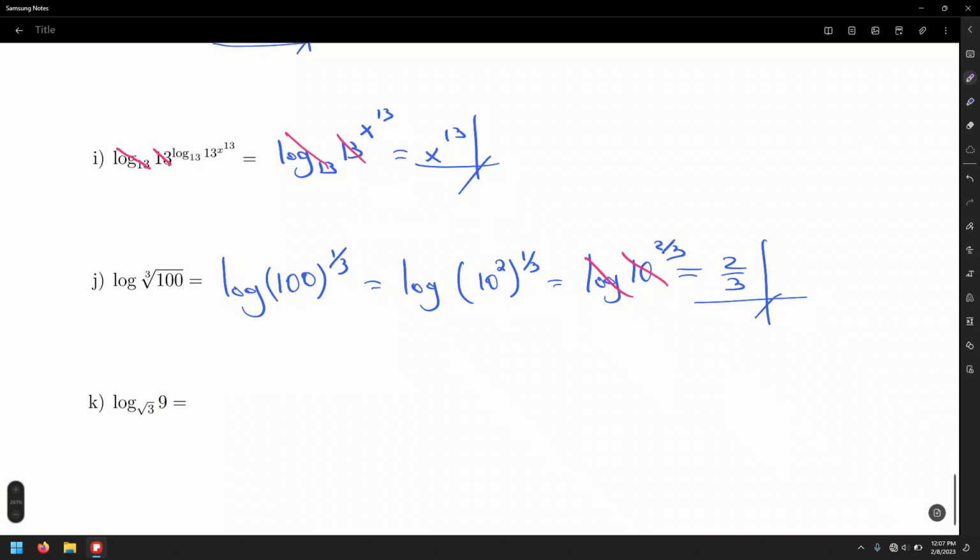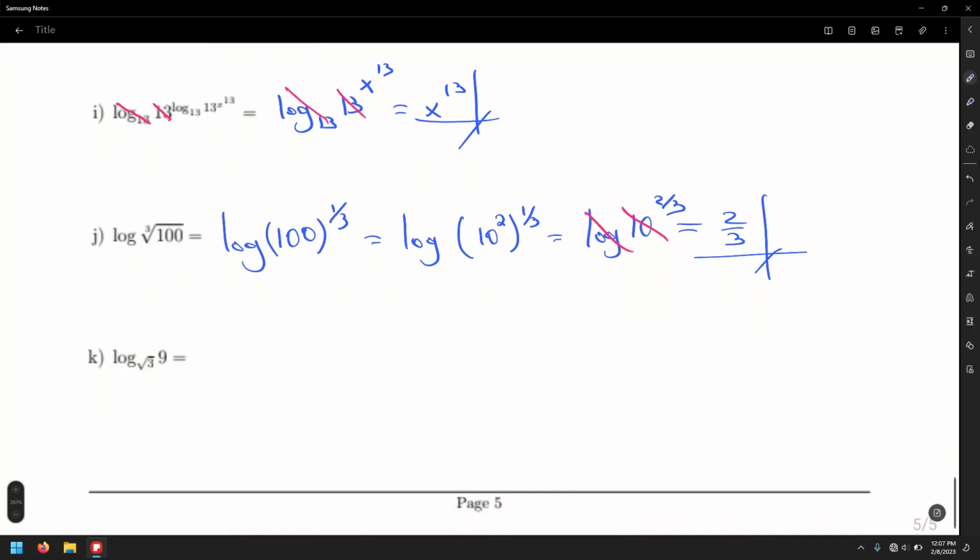Now, let's look at letter K, and what do we have for letter K? Log base square root of 3 of 9. In other words, they're asking us what power of the square root of 3 equals 9. But we're not going to go back and forth between exponential and logarithmic anymore. So now we will use properties of logarithms. All right? Okay. How do we go about this?